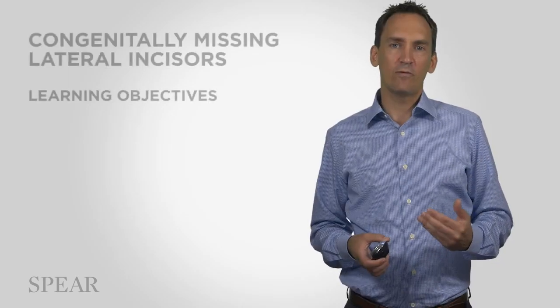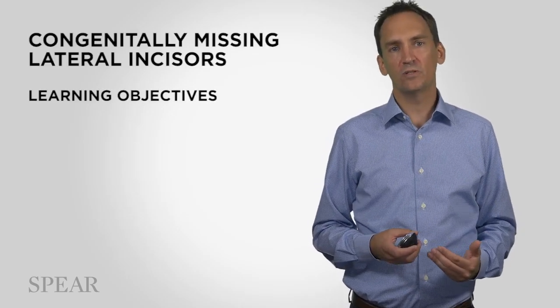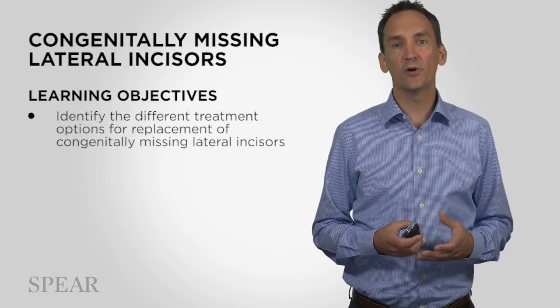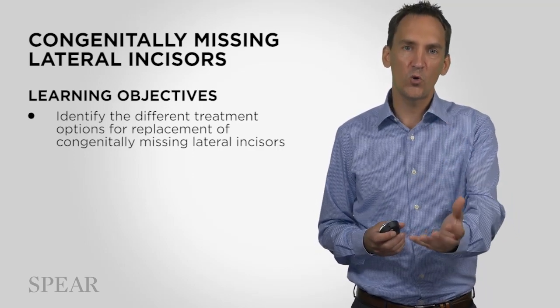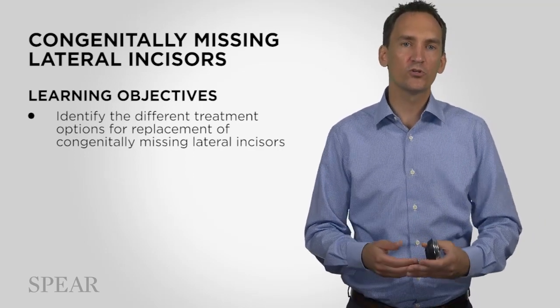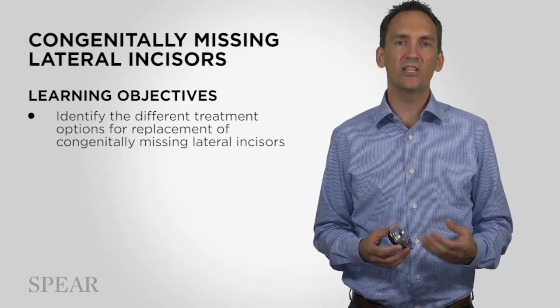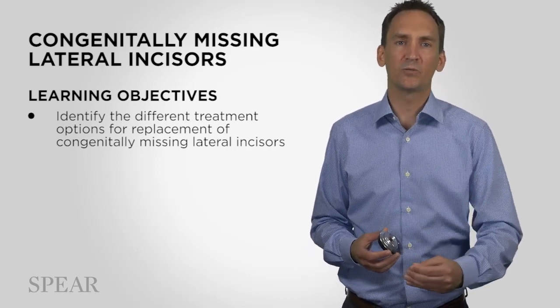Okay, let's begin, and we're going to talk about, again, congenitally missing lateral incisors. The objective that I would hope you take from this module is to identify the different treatment options for replacement of missing laterals, because even though an implant would be our first choice, as we're going to see, there are patients where we can't place an implant.